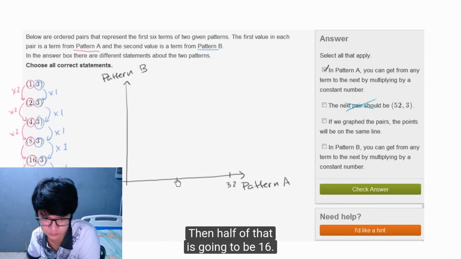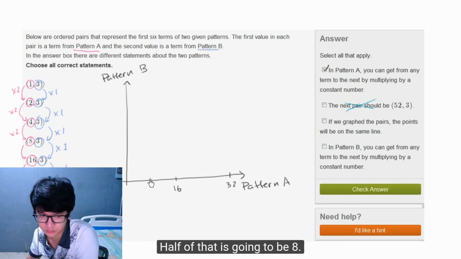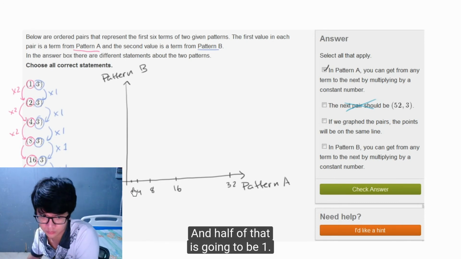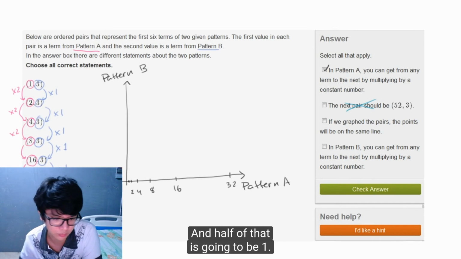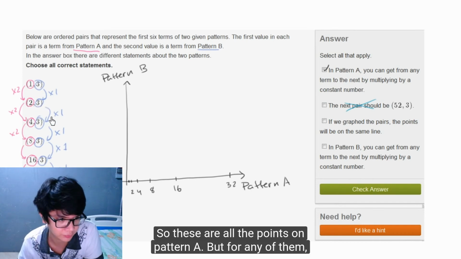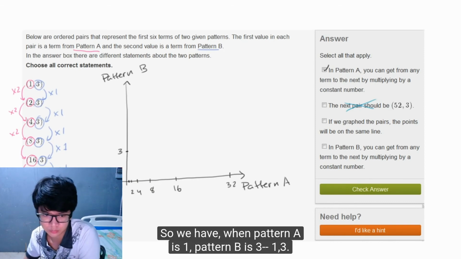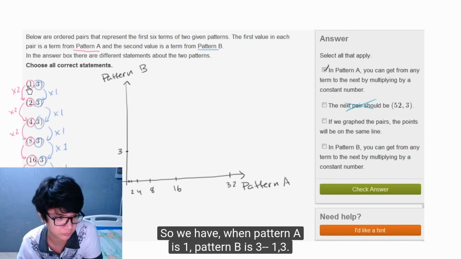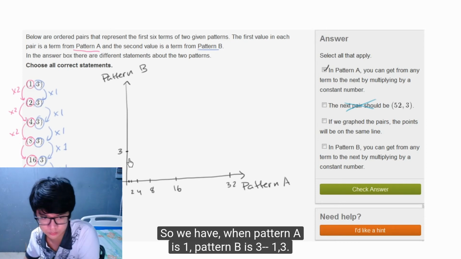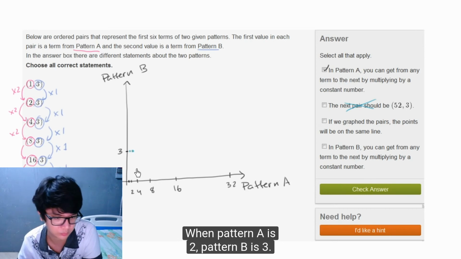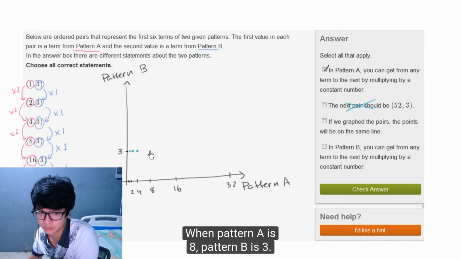Then half of that is going to be 16. Half of that is going to be 8. Half of that is going to be 4. Half of that is going to be 2. And half of that is going to be 1. So these are all the points on pattern A. But for any of them, the corresponding term on pattern B is 3. So when pattern A is 1, pattern B is 3. When pattern A is 2, pattern B is 3. When pattern A is 4, pattern B is 3. When pattern A is 8, pattern B is 3.